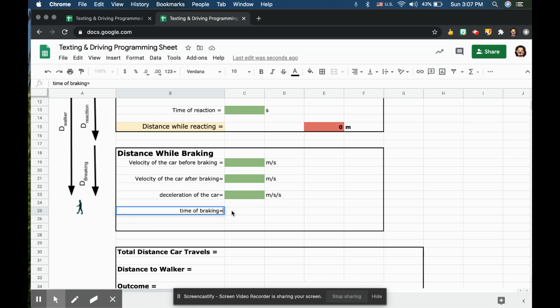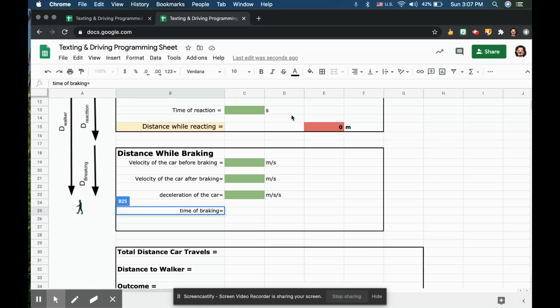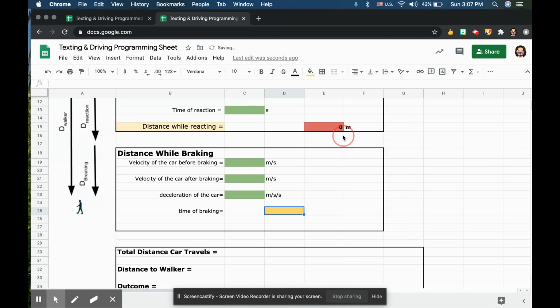All right. So time of braking is not an inputted value. I actually need to calculate that. So I'm not going to go into the C column. Instead, I'm going into the D column, which up top says needed calculations. This is the only one in that column that is not a unit. That's actually a needed calculation. So D25, once again, as you can see from the top, the color code for that one is yellow. So I'm going to switch that to yellow.